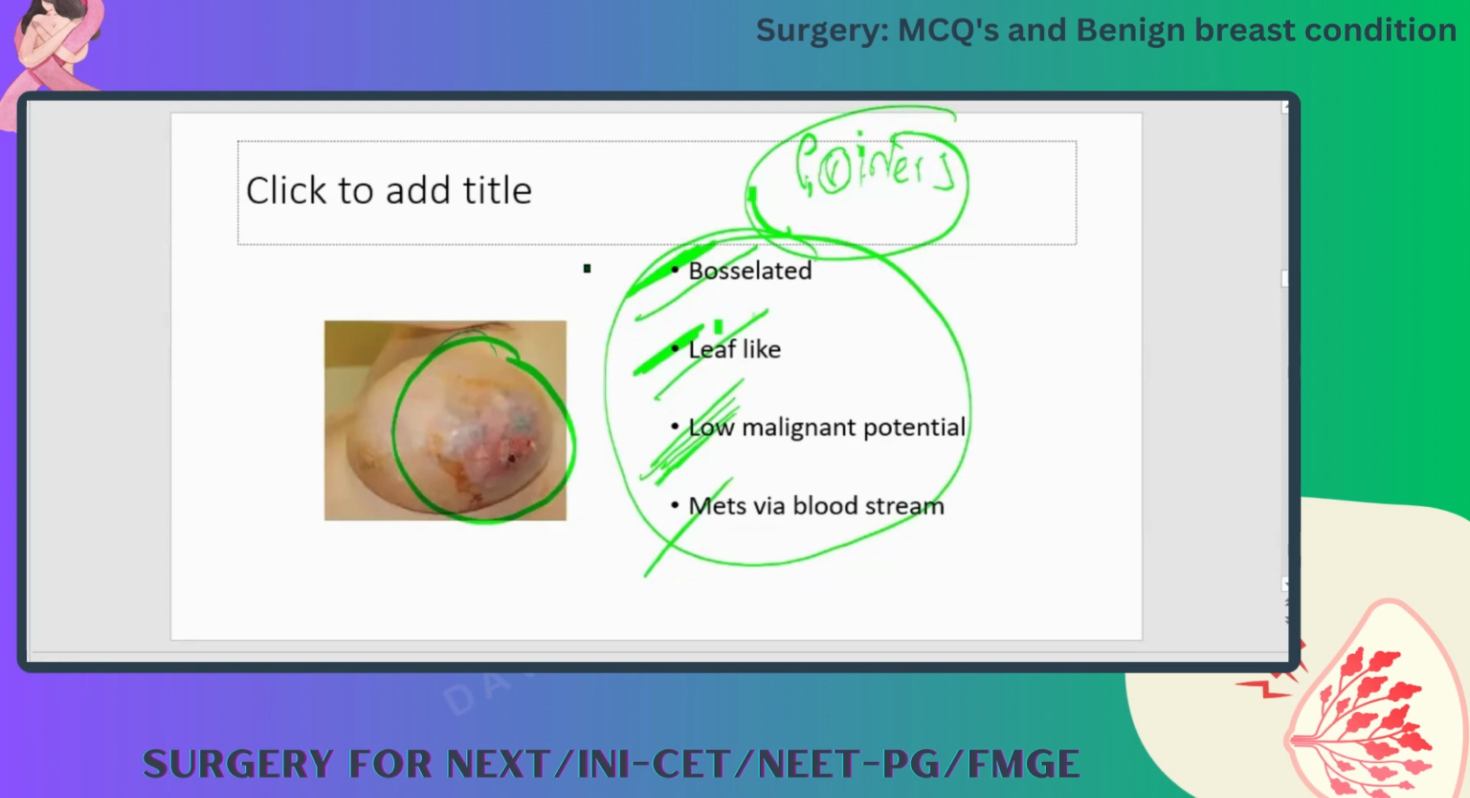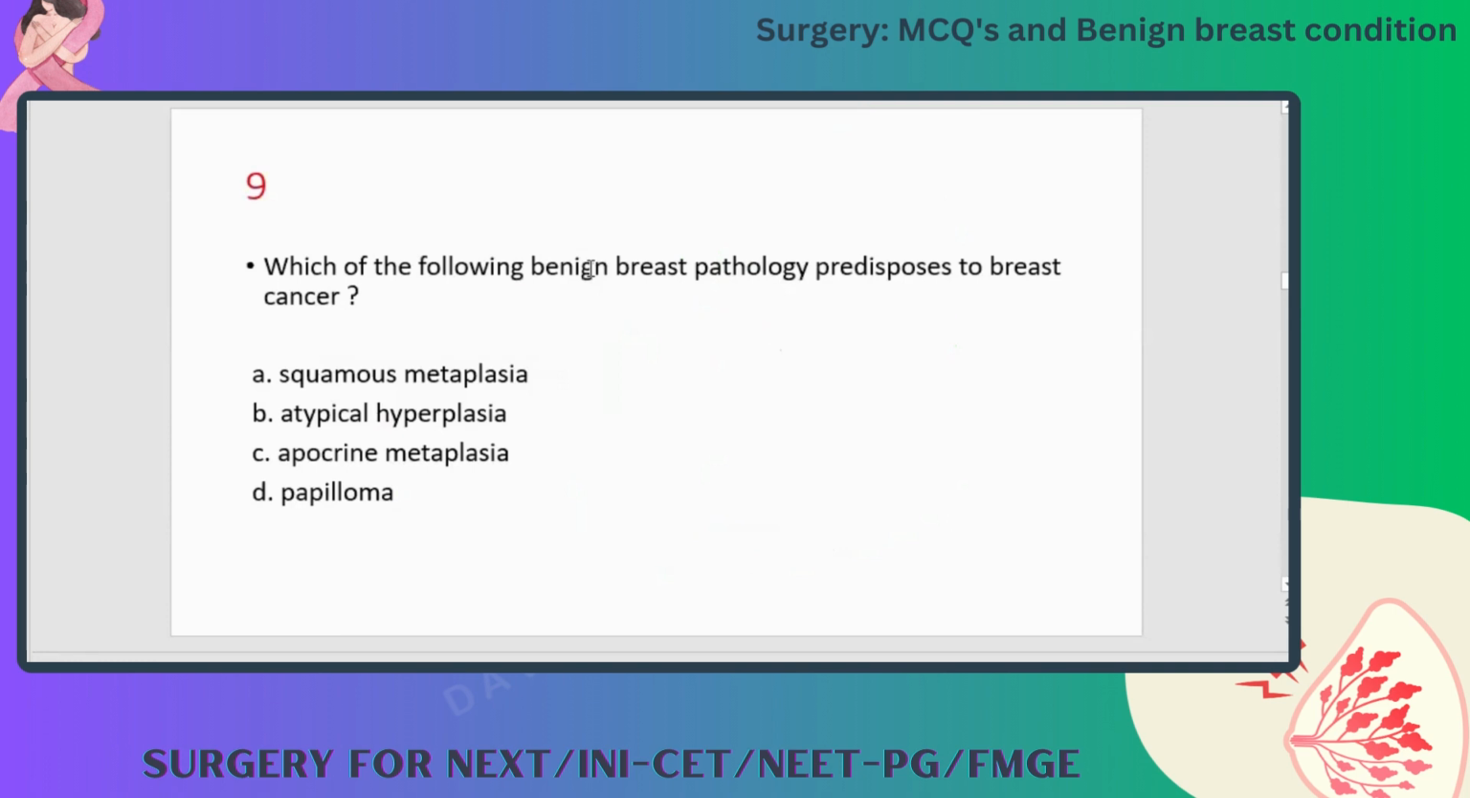There are 3 individual types of phyllodes tumor again, but that is not necessary for us. So the pointers are bosselated, leaf-like appearance, very low malignant potential, but there is no zero malignancy. I'm not telling that. There is low malignant potential. They metastasize via the bloodstream, hematogenous spread. And this you have to answer.